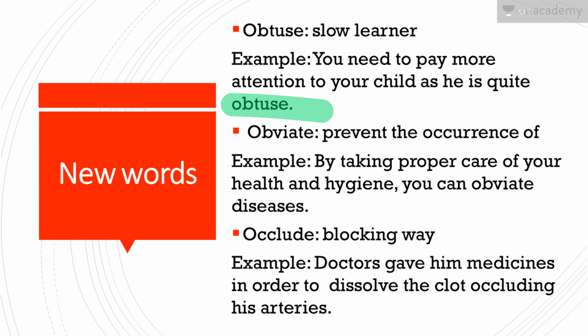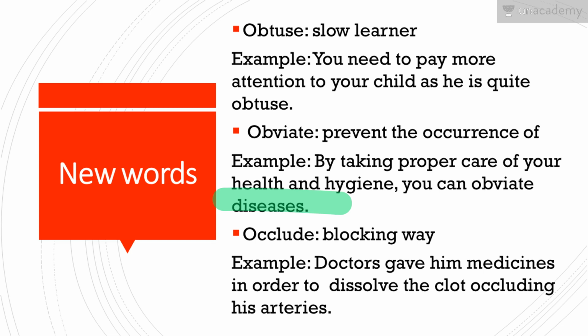Next is obviate, which means prevent the occurrence of. So when we prevent something from taking place or occurring, then we are obviating it. Example, by taking proper care of your health and hygiene, you can obviate diseases. So it means by taking proper care of your health and hygiene, you can prevent diseases.